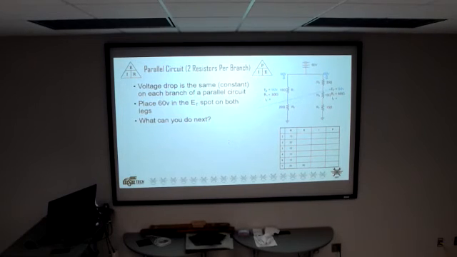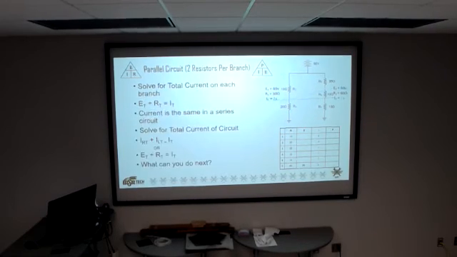Okay, so voltage drop is the same, or constant, on each branch of a parallel circuit. So we're going to place the 60 volts in the voltage total spot on both legs. Okay, so we have E, I, R for this leg, and we have E, I, R for this leg, just trying to keep you in order of what you're doing. So we have 60 volts going on this one, 60 volts going down this one.